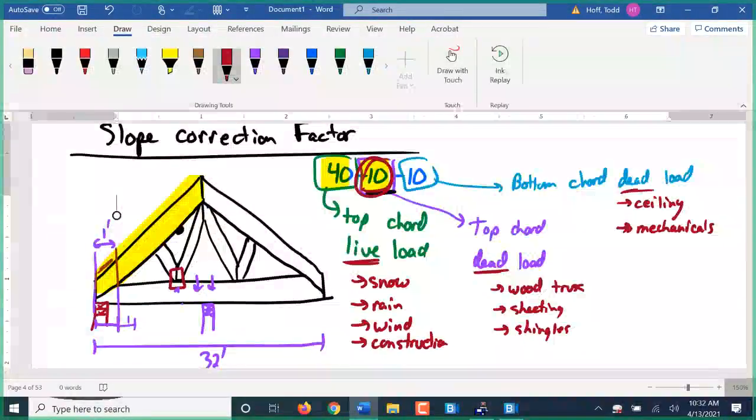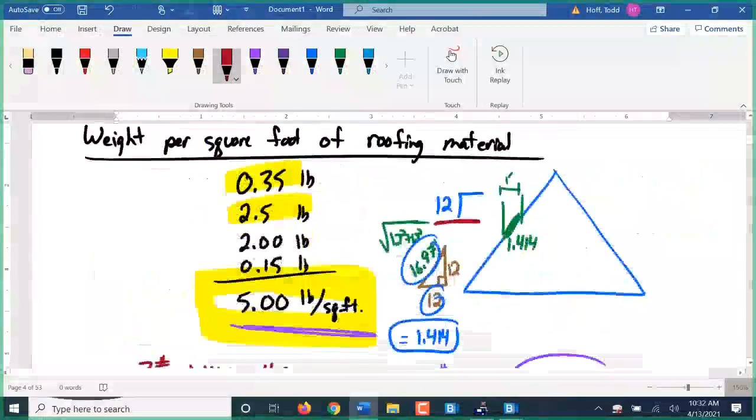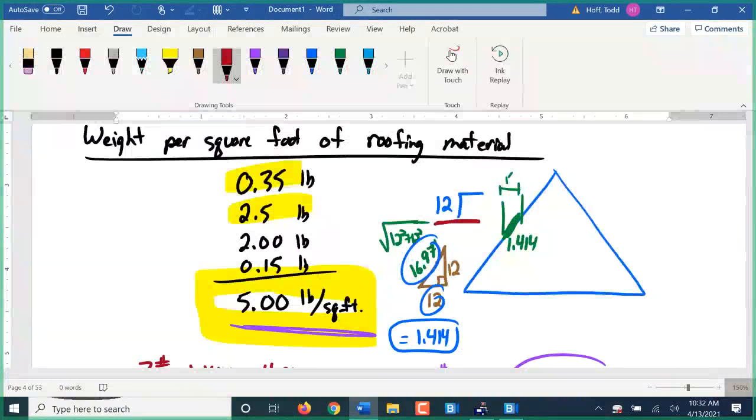Some of them bump it down to 7 and only design for a single layer even on your lower slopes. So that's what that all comes down to. I wanted to show you that slope correction factor since we've had enough trig now to see how to calculate it and what it means.